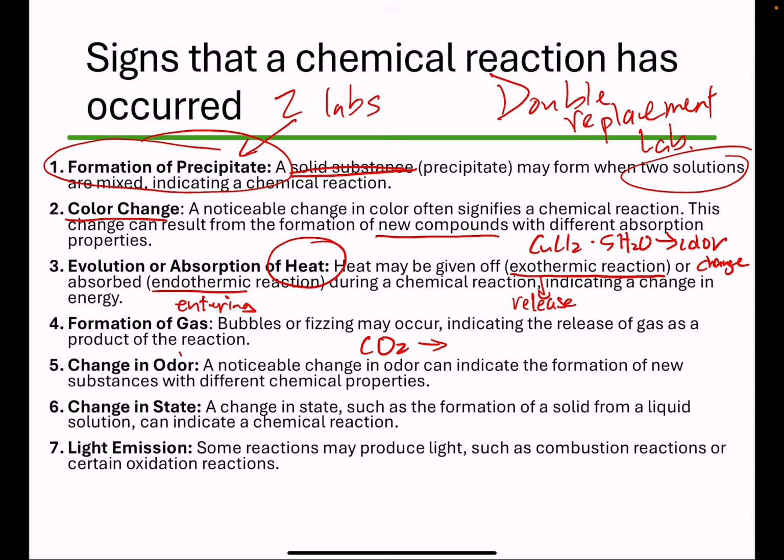Change in odor. I don't think we have that many reactions that change odor. But one of the things I can think of is if we use vinegar and then we neutralize the vinegar later when we're working with the acid and base, then you might not smell the vinegar anymore as we have neutralized it. Then changing state, such as the formation of a solid. This is very similar to our precipitate, and it's also going to indicate a chemical reaction if we experience any changes of state.